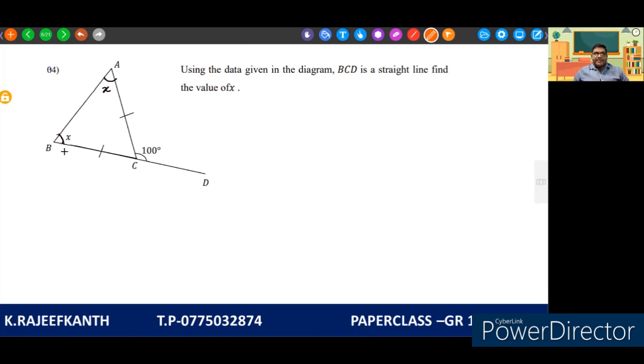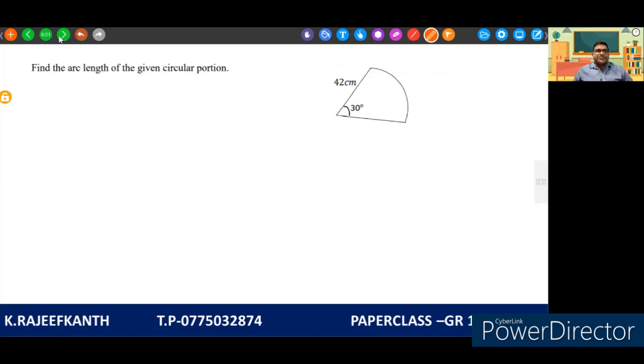Now here ABCD is a straight line. That means side BC is produced up to D. Right? So now we know that this is an exterior angle of this triangle. The exterior angle is equal to the sum of the interior opposite angles. Then x plus x is equal to 100 degrees. Then 2x is equal to 100 degrees. Then x is equal to 50 degrees. Then the value of x is equal to 50 degrees. Then next question.